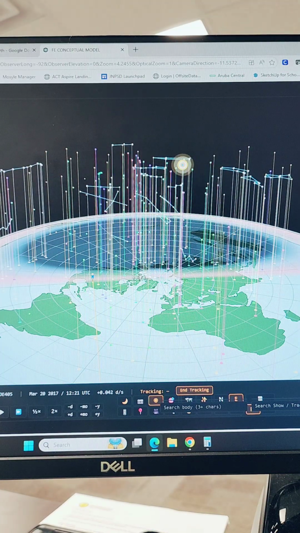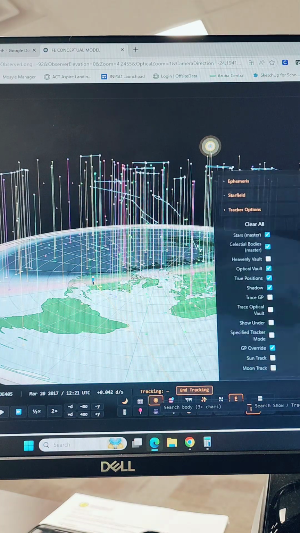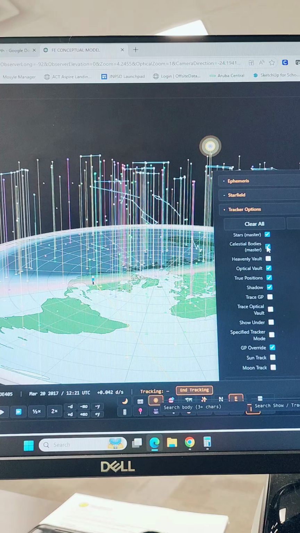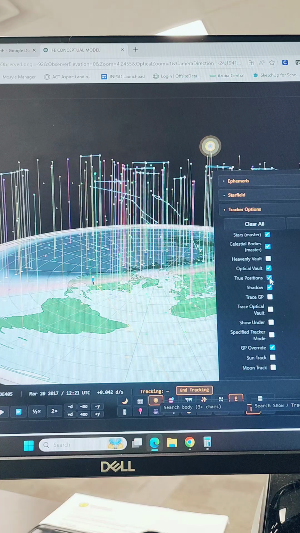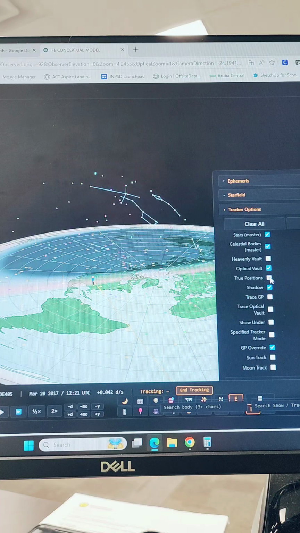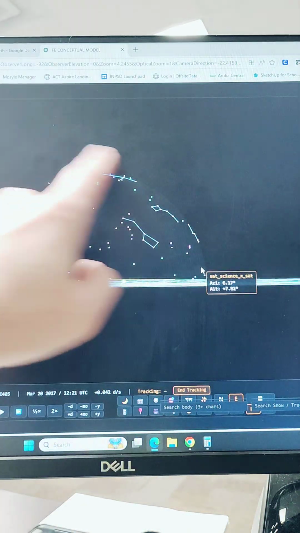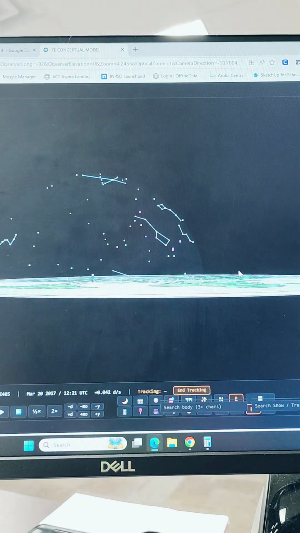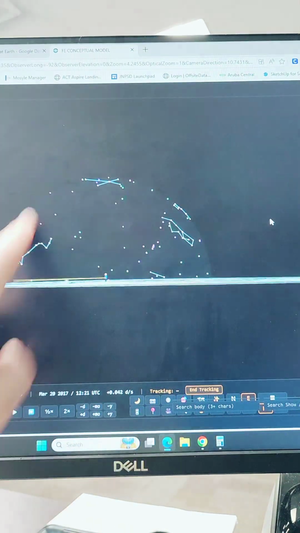So let's talk about the sun, because the sun's always the funnest one. Let's see if we can get rid of some of these true positions. This is the true position, so you have to go into the tracker options and click true positions and remove it if we want to. So we're going to look at this for a second. This is the globe model right here.